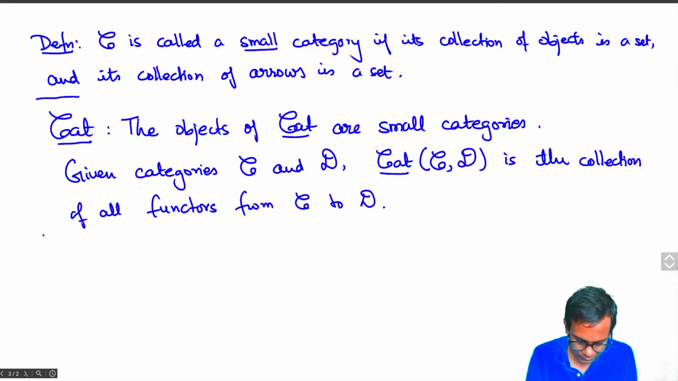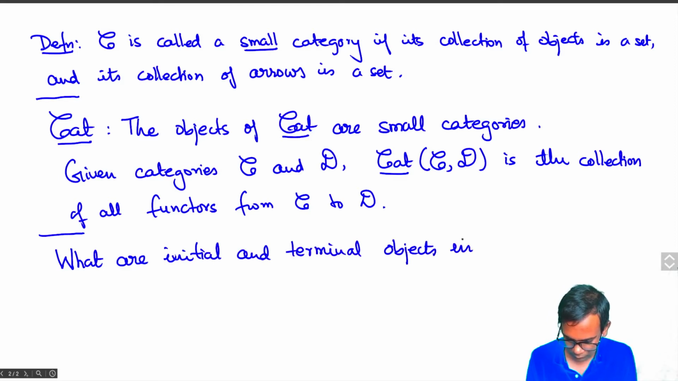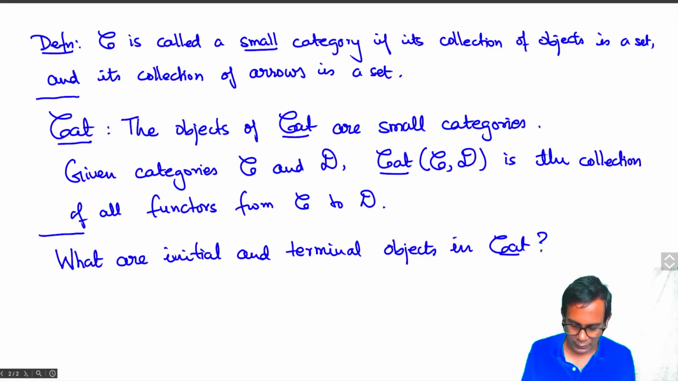So here's a question. What is an initial object in Cat and what is a final, terminal object in Cat? You can pause the video now and take a minute to try to think what the answers are. Maybe the category of sets can give you some motivation.